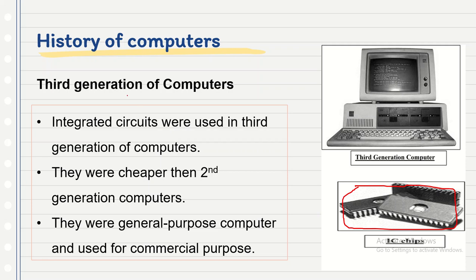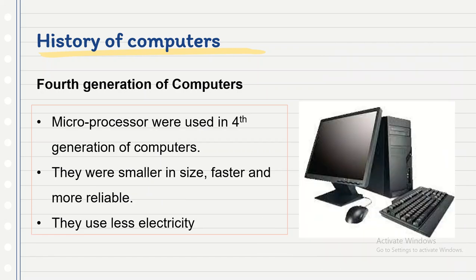And also these computers were general purpose computers, means they were used in commercial purposes, in businesses like these kind of places. Their size became very small, and they needed very little electricity, and they were also cheaper than the second generation of the computers.